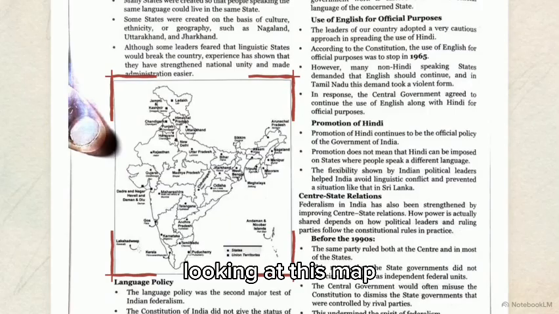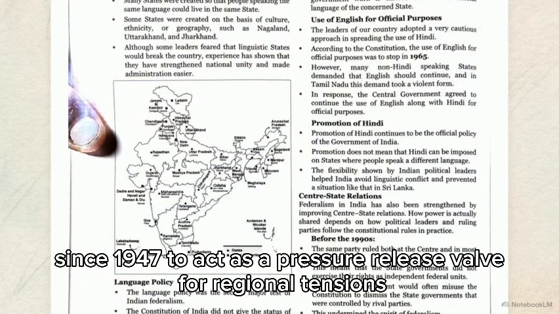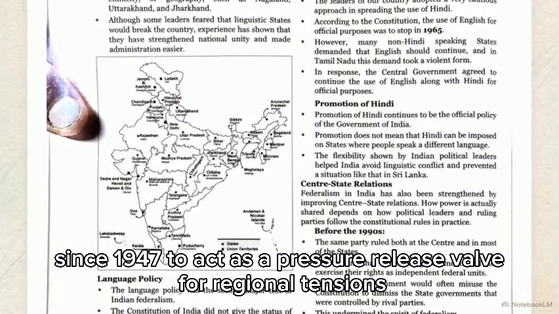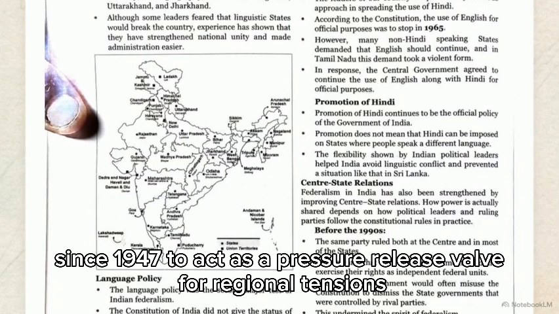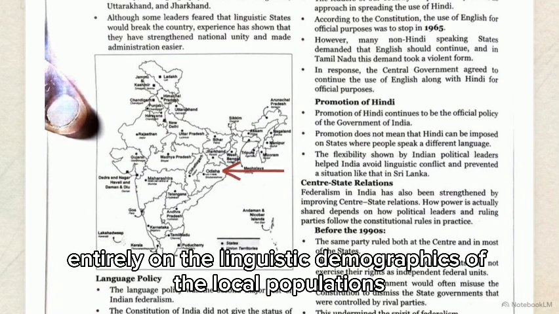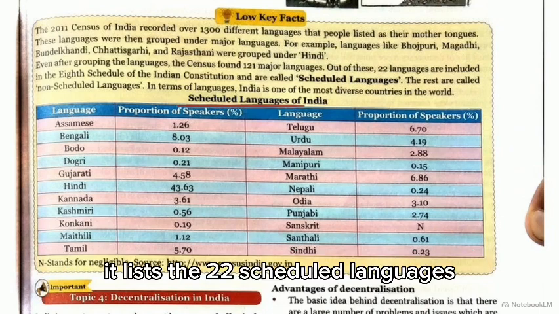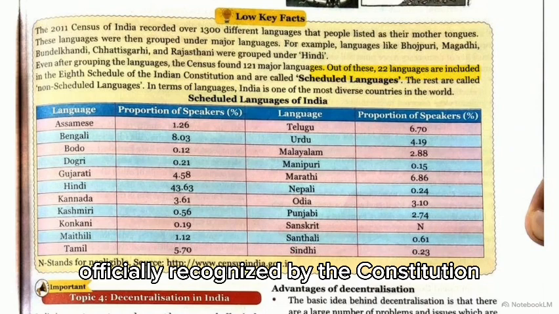Looking at this map, you can see how this internal architecture has been modified since 1947. To act as a pressure release valve for regional tensions, the national government redrew state boundaries based entirely on the linguistic demographics of the local populations. The data table here outlines the scale of that linguistic complexity. It lists the 22 scheduled languages officially recognized by the Constitution.